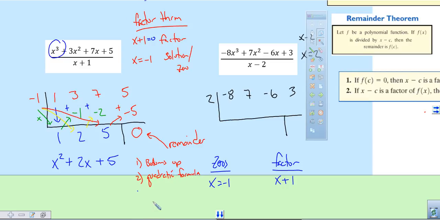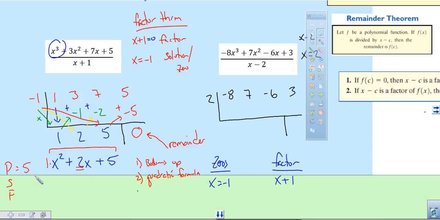So those are 2 choices that I have right this minute for me to be able to see if I can take this any further. So I'm going to try bottoms up first because it's just easier to do. So remember the bottoms up, we do product, sum, factor. We take the 1 out in front, we multiply it times the 5. That gives us a product of 5.